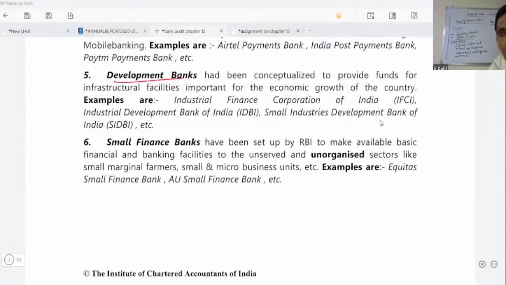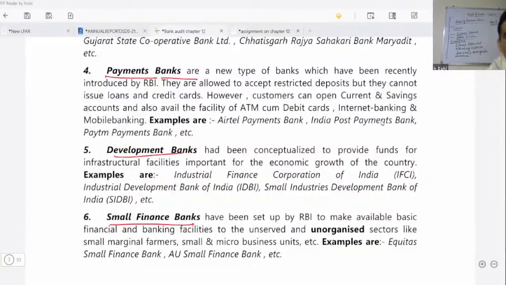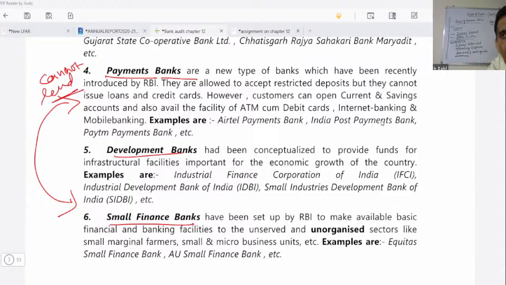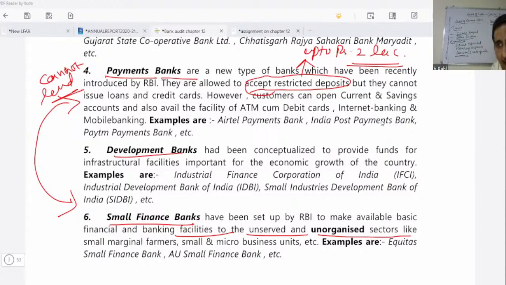Small finance banks. Okay, so the important distinction between payment banks and small finance banks is that payment banks cannot lend, and they can accept only restricted deposits, only up to rupees 2 lakhs, in current and saving accounts. Whereas small finance banks can lend to the unorganized sectors like small and micro business units and small and marginal farmers. Okay.